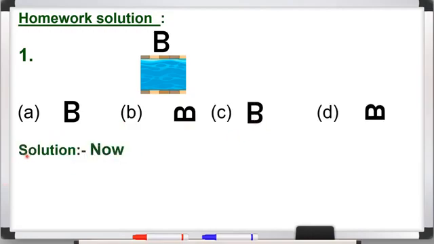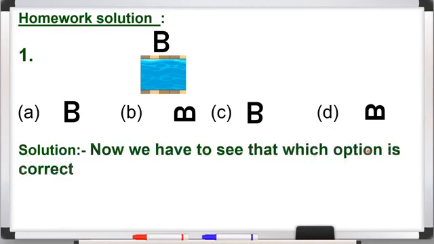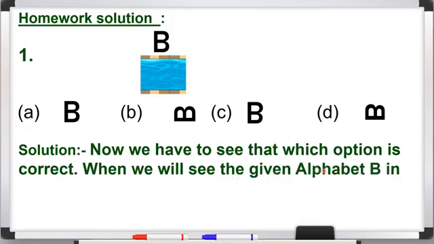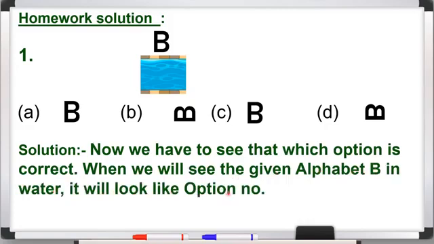Okay, and our solution is, now we have to see which option is correct when we see the given alphabet B in water. It will look like option number C. Okay? How, beta? Ma'am has told you earlier that in water image our bottom becomes top and top becomes bottom. जो हमारी टॉप पे जो चीज होती है वो बॉटम पे आ जाती है और जो बॉटम वाली होती है वो टॉप पे चली जाती है.